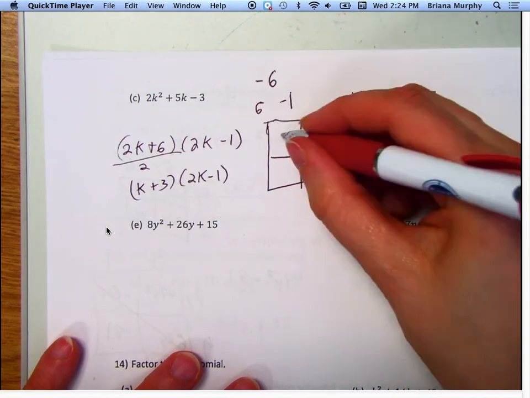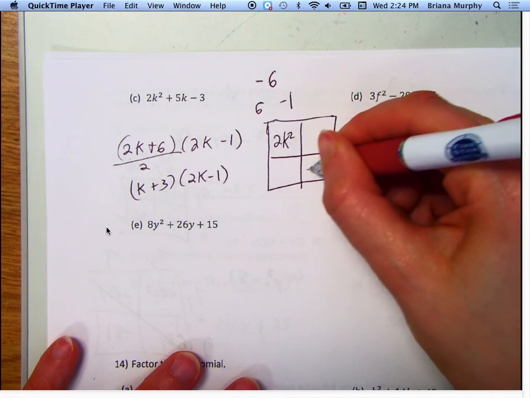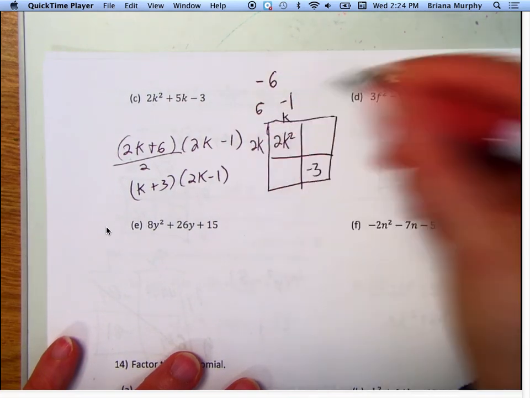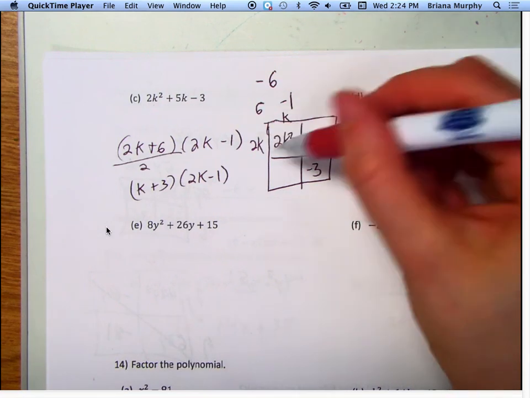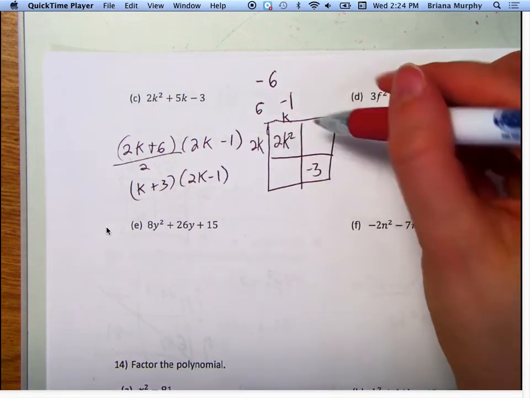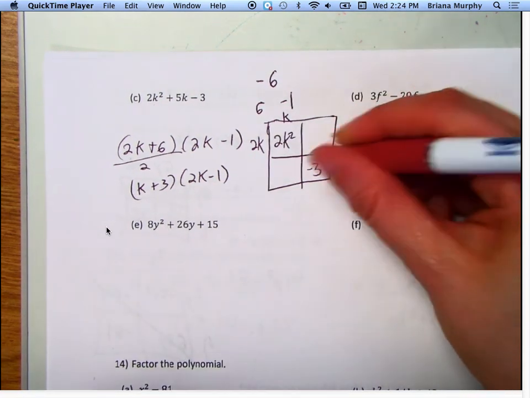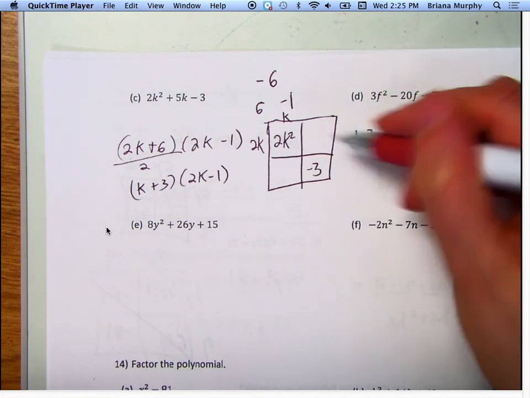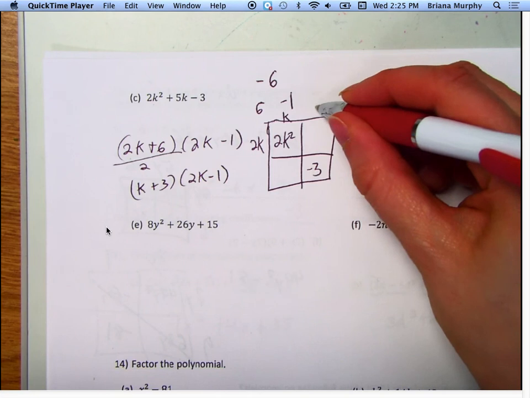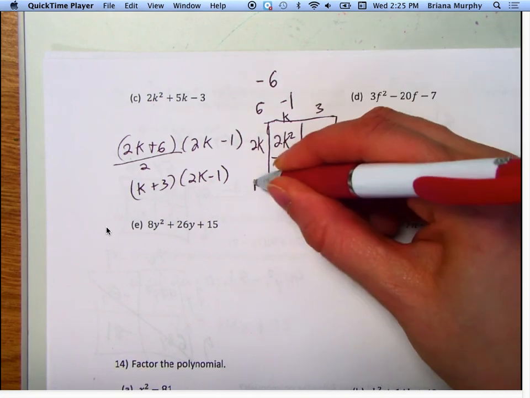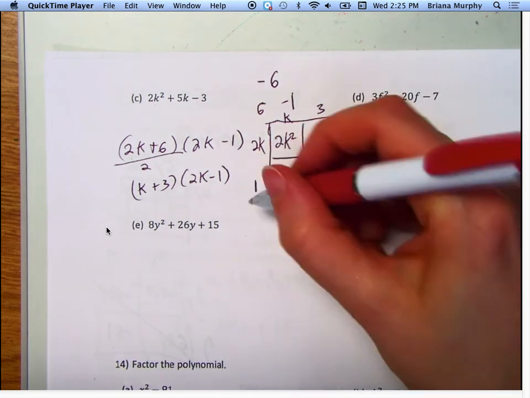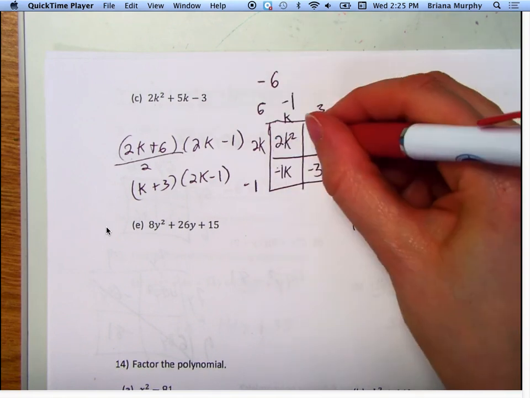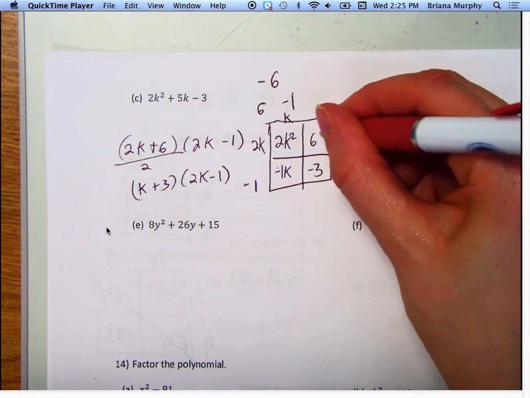So if we're in the box, we're just simply going to have one of them be 2k and one of them be k. And then what number do we need to multiply by? We know it's got to be 1 and 3. We just have to figure out which one we've got to multiply by 2. Well, it's got to be 3 so I can get 6. So I've got 3 here and 1 here. Now, which one has to be negative? It has to be negative 1, because I want a positive 5. Okay?